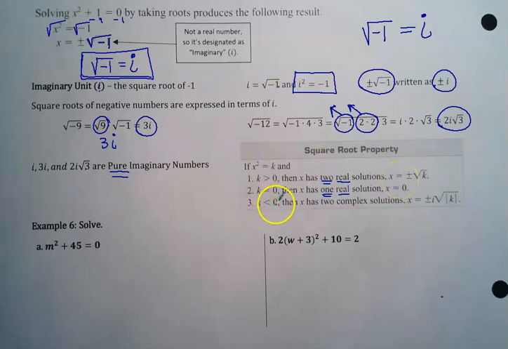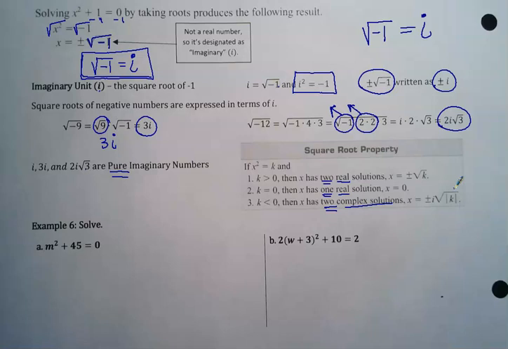If k is less than 0, then x has two complex solutions. And that just means it can be imaginary. It can have a radical in it. Complex would be an imaginary number. Okay, so lots of great stuff there.